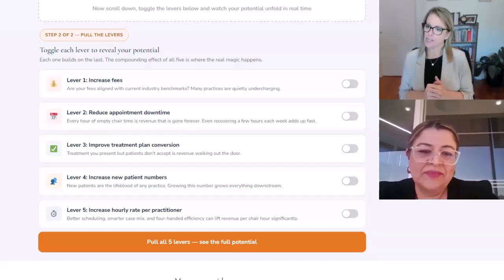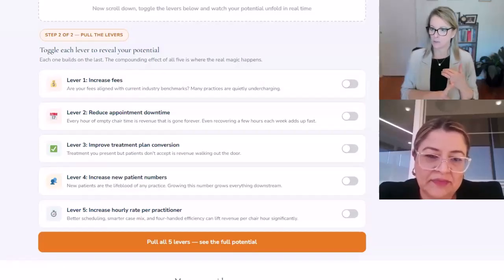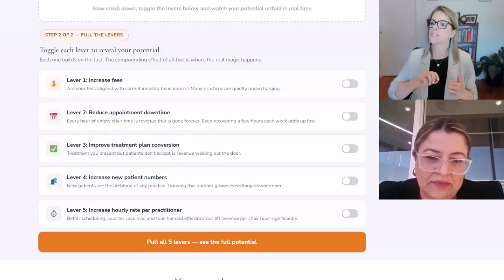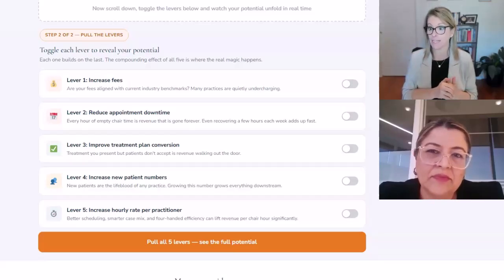Lever 4, increase new patient numbers. That's a quick place for a lot of people to go to. The minute that the appointment book is looking light on, or we need more production, we just need more new patients, more new patients. It's not always the answer, but we definitely need to always be attracting more new patients, yes.